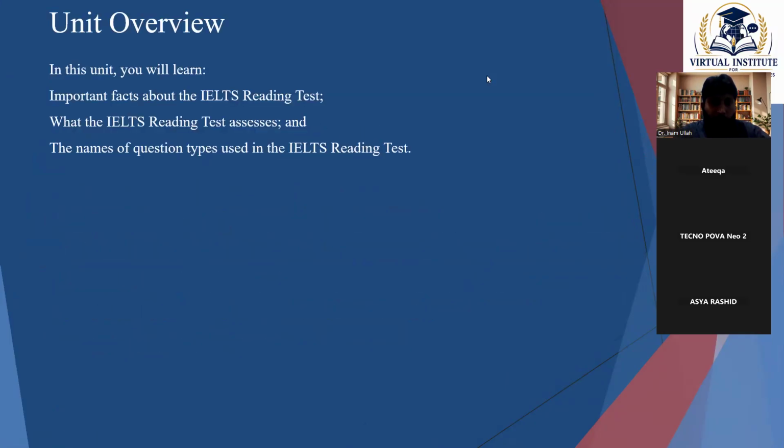So this is the first unit, and the overview of this unit is that in this unit, you will learn important facts about the IELTS reading test, right? Such as what is the structure of the test, how many questions we have, the timing, as well as the difficulty level. You will also learn what the IELTS reading test assesses, like what is the assessment criteria and what are the things that the examiners will be looking for, right?